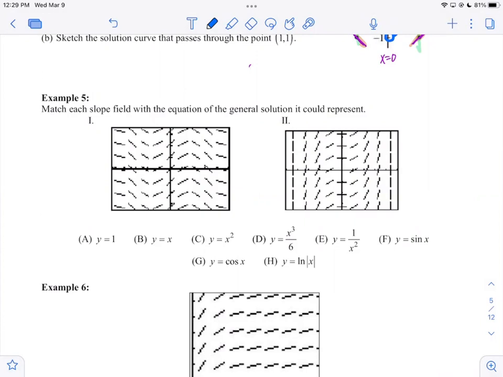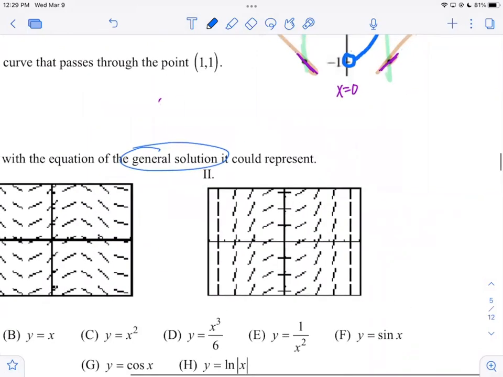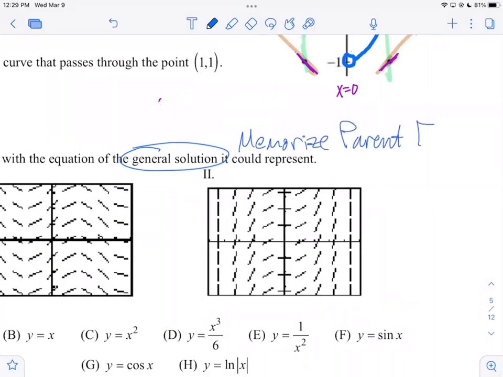So let's look at example five. This one says match each slope field with the equation of the general solution that it could possibly represent. Now, these types of questions are just like, do you know your parent functions? Do you know your parent functions? If you don't know your parent functions, you better sit down and memorize those mother functions, okay?